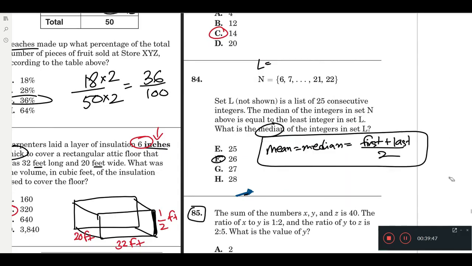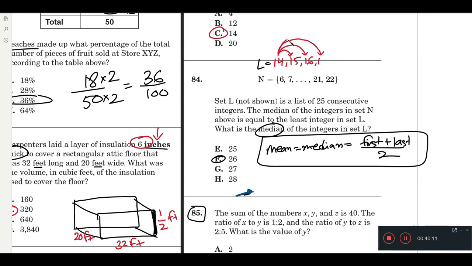Let me show you what I just said. Now let's take a look at it. Let's say the first number is 14, right? In set L. What are you going to add to get the second number? Plus 1, so 15. What are you going to add to get the third number? You add 2, plus 2, right?